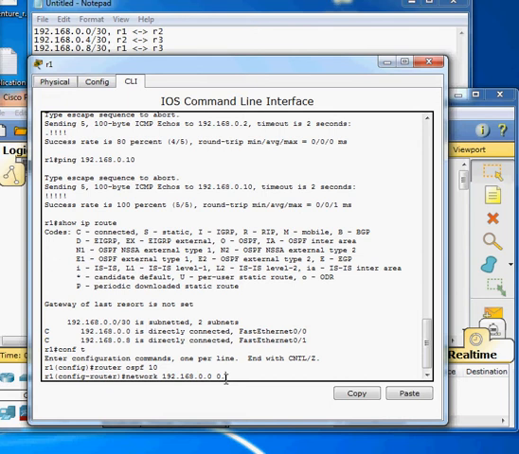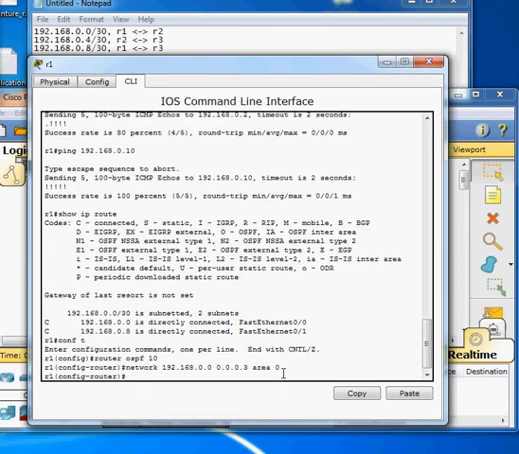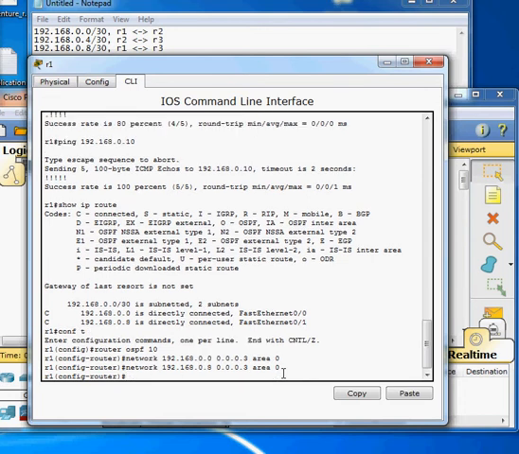So the first 3 octets are 255s. So those are automatically going to be zeros. So that's because I just subtract 255 with 255, I get 0. So I subtract 255 with 252, I get 3. So then I'm going to do this with area 0. Now I'm going to do the next network. The next network is 8. So now I should be advertising those out.